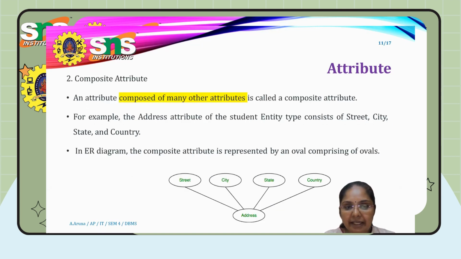The second thing is a composite attribute. A composite attribute is composed of many attributes. Address is a composite attribute because it consists of street, city, state, and country. So we represent a composite attribute like this in our ER diagram.